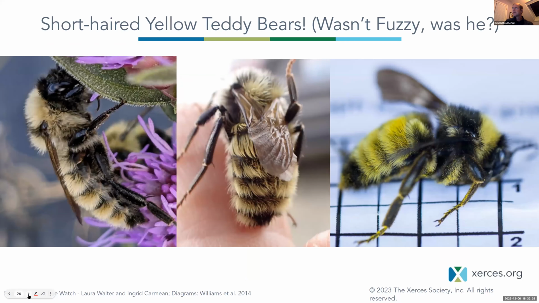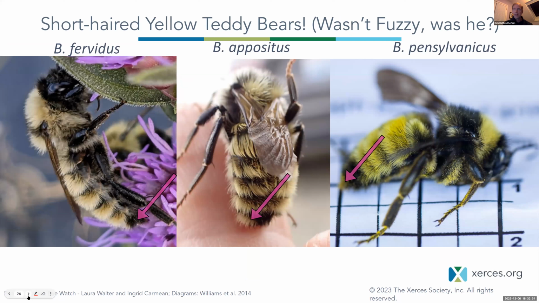So the first group is the less fuzzy group, the ones where the hairs are more even in length. They're not long and shaggy. There are 3 species in this group: Bombus fervidus on the left, Bombus appositus in the middle, and Bombus pennsylvanicus on the right. Generally, they all look fairly similar, with a black band on the thorax, and most of the abdominal segments are yellow. To distinguish these 3 species from each other, we're really going to be looking at the tail.